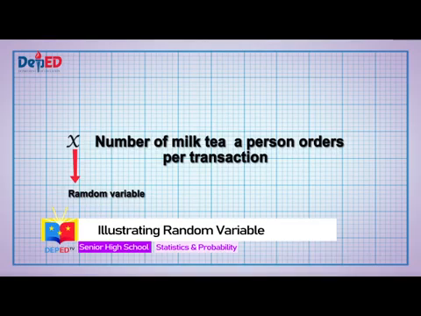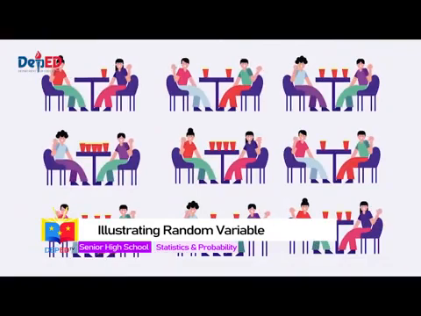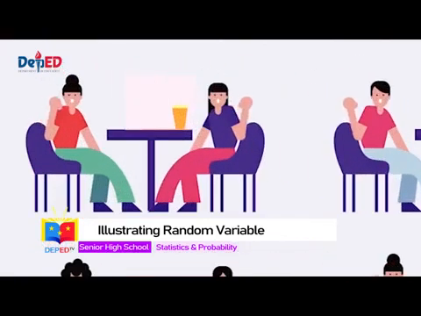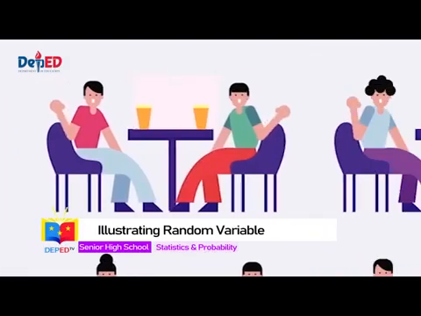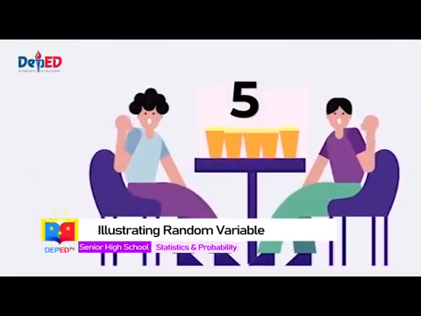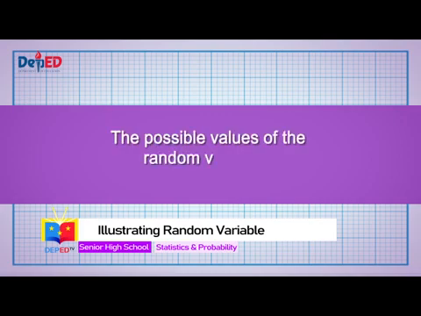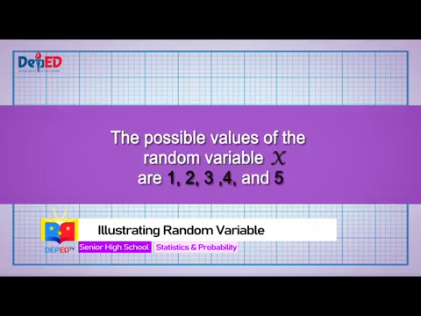Remember, X is defined as the number of milk tea a customer orders per transaction. In this case, a person would have made 1 order of milk tea, 2 orders of milk tea, 3 orders of milk tea, and so on until 5 orders of milk tea. Thus, the possible values of the random variable X are 1, 2, 3, 4, and 5, which are also the mass points of random variable X.